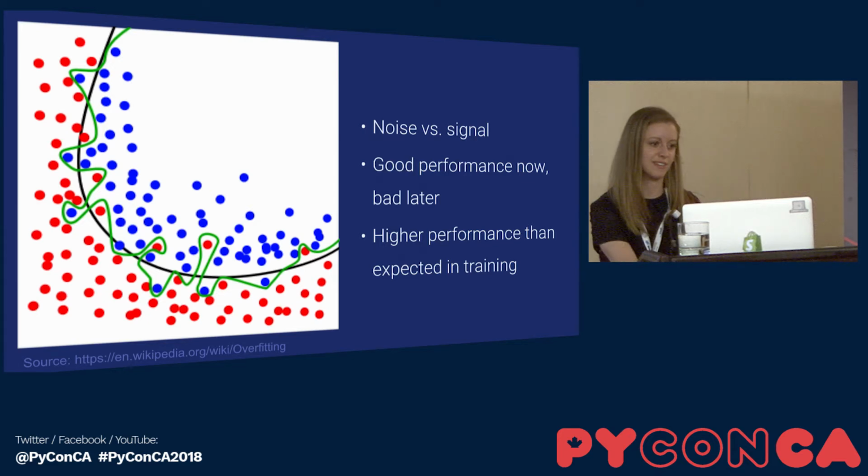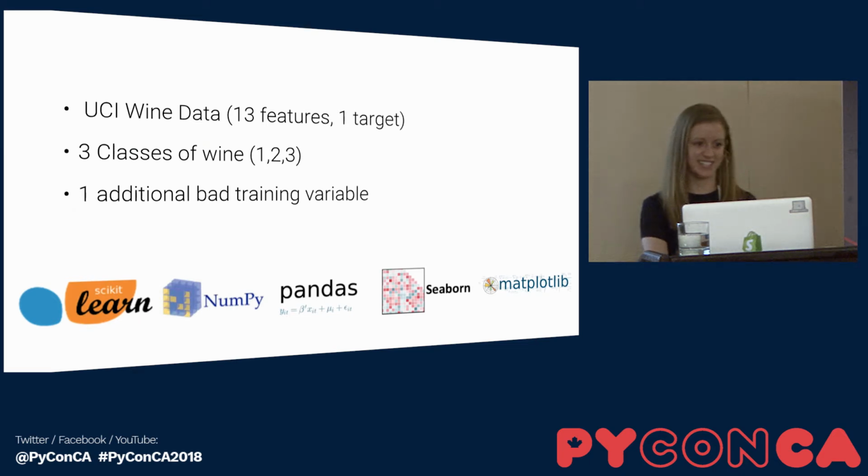Moving on, my really simplistic, hacky way of representing this: I took one of the base data sets that's loaded with sklearn, the UCI wine data. You're trying to classify wine based on its characteristics. Wine is either class 1, 2, or 3. Anyone can use this data; it's readily available, so you can go home and hack with it. What I did was add an additional bad training variable that would make this very simplistic but easy to recognize as we go through.